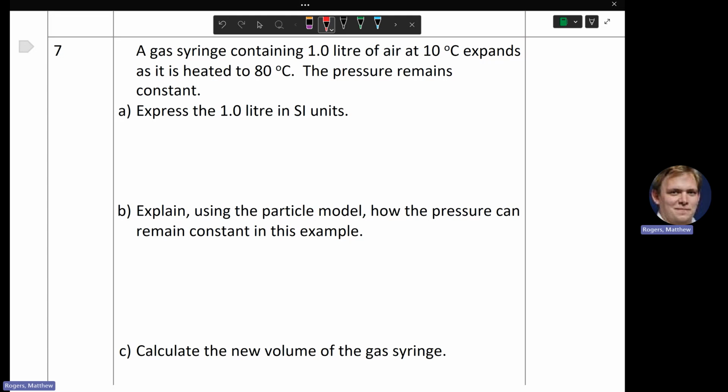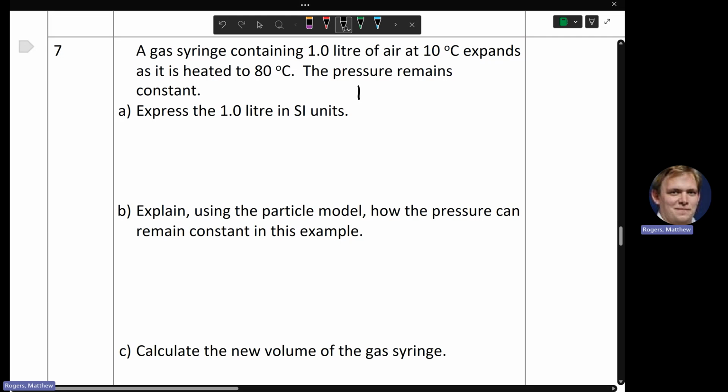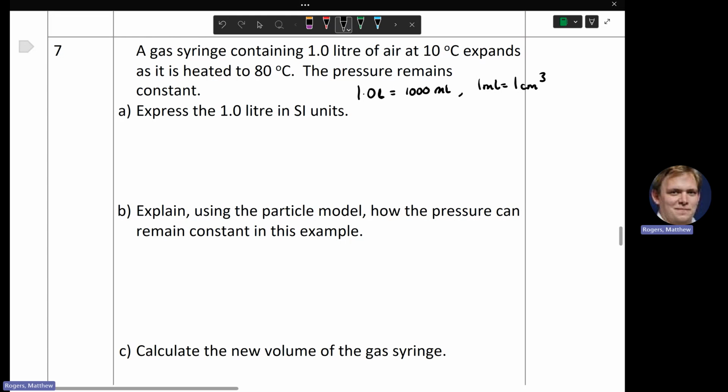The link between these and our more standard measurements, I always think, is to remember that 1 litre is equal to 1,000 millilitres. So that's a lowercase l, millilitres. And 1 millilitre is equal to 1 centimetre cubed. So it's easier if you just remember what fraction of a metre cubed a litre is. But if we're really stuck, then we can remember this.